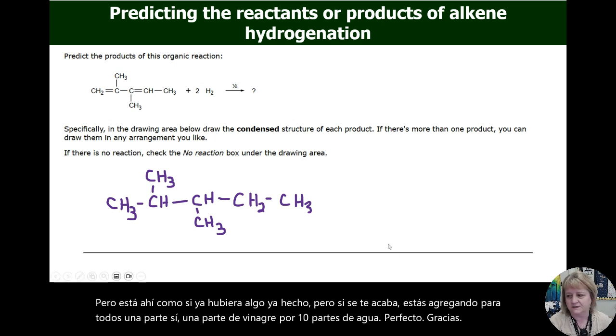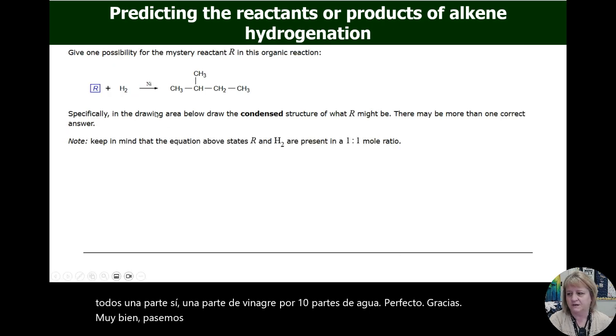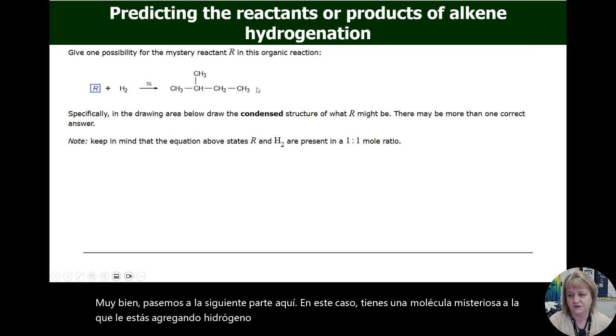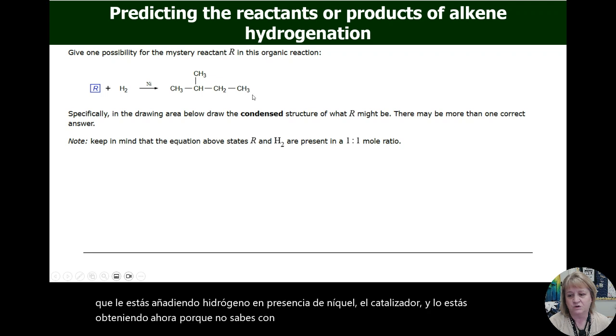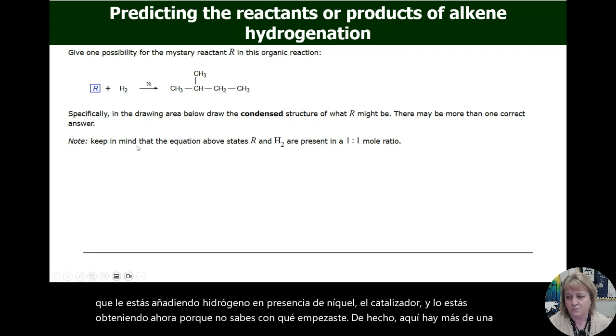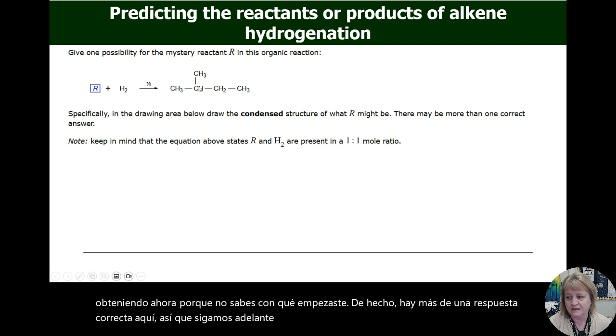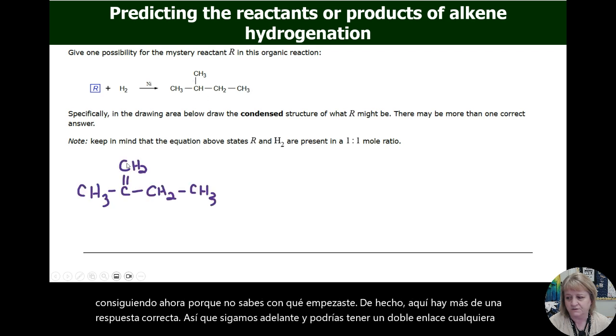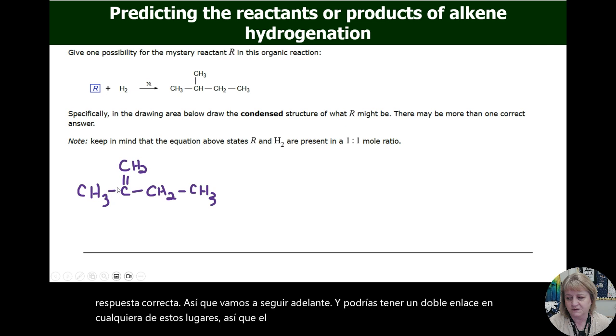All right, so let's go on to the next part here. This one, you have a mystery molecule that you're adding hydrogen to in the presence of nickel, the catalyst, and you're getting this. Now, because you don't know what you started with, there's more than one correct answer here. So let's go ahead, and you could have a double bond any of these places. So the first place is here, which could also be right here.